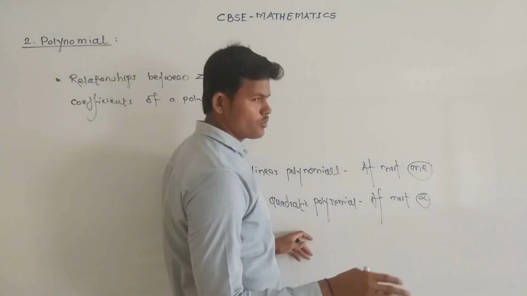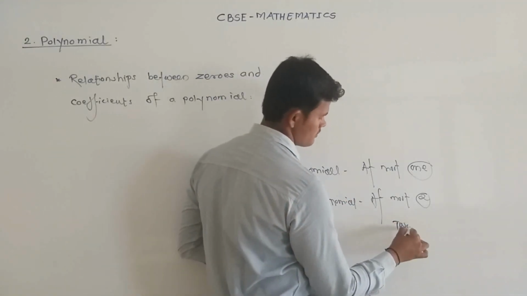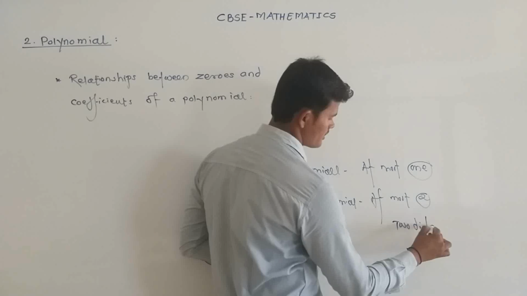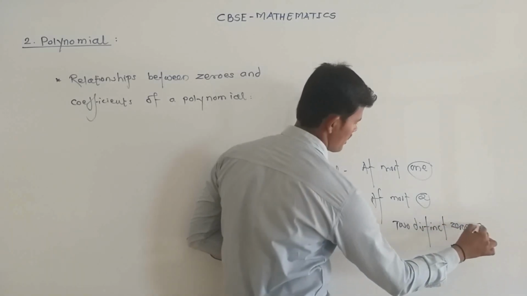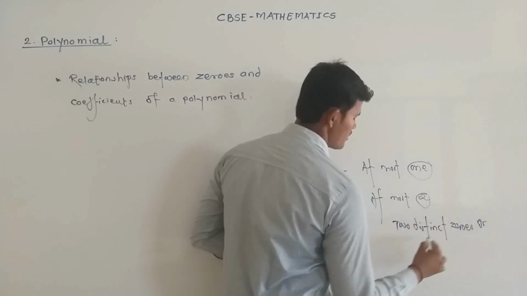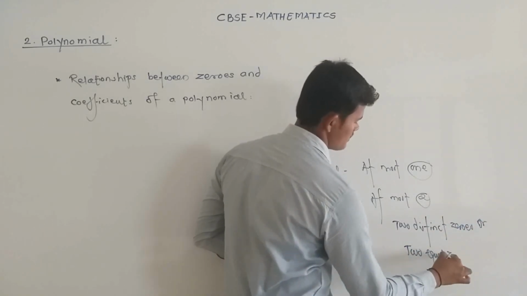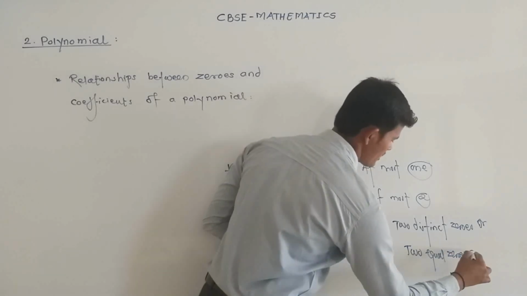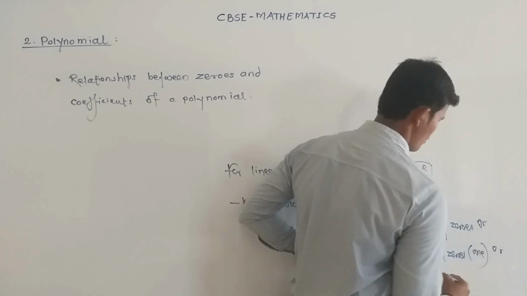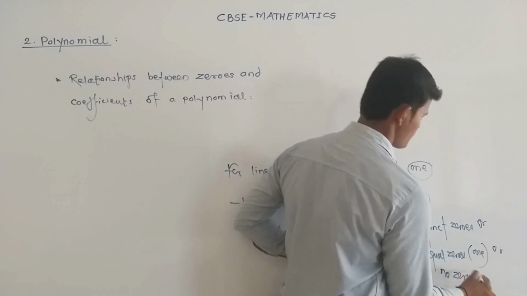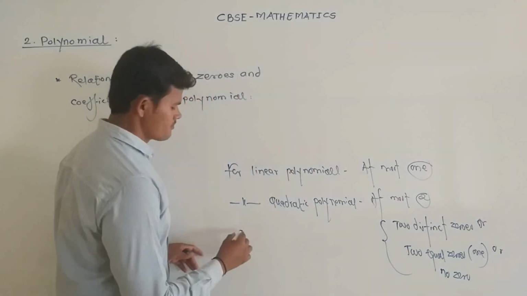That means two distinct zeros are there. Two distinct means two different zeros, or two equal zeros are there, that is one zero, or no zero. So these are the three cases for the quadratic polynomial.